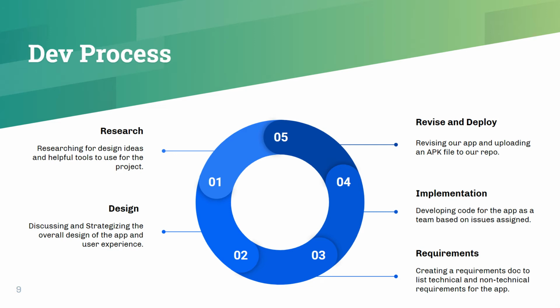We began the project with initial research, brainstorming design ideas together and looking for helpful tools to use for our app. Then we jumped into the design phase, which included an initial prototype, and the front-end team was able to come up with a wireframe using Figma as their tool. Then we moved on to creating a requirements document listing the technical and non-technical requirements for our app. This doc was there for us to refer back to later on during the next phase, which was implementation.